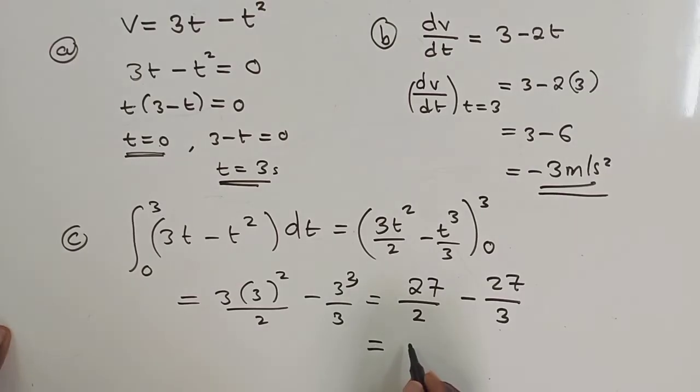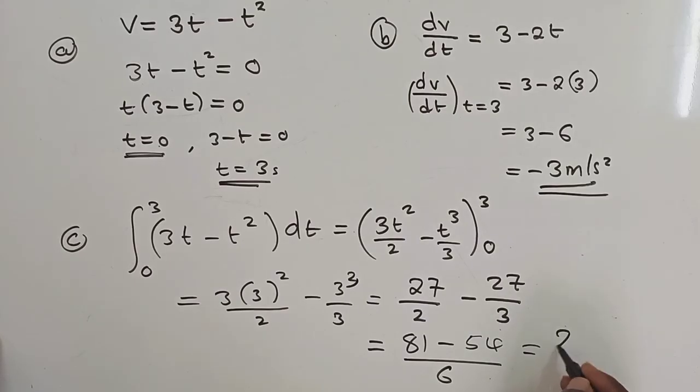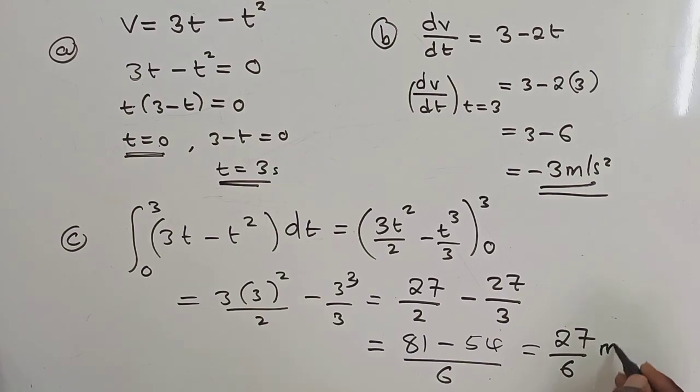So lastly, we solve. When we solve, we find the lowest common denominator, which is 6. Here we have 81 minus 54, because 3 into 6 is 2, 2 by 27 will be 54, such that when we finish up everything, we'll get our answer to be equal to 27 over 6. So we can even put meters.